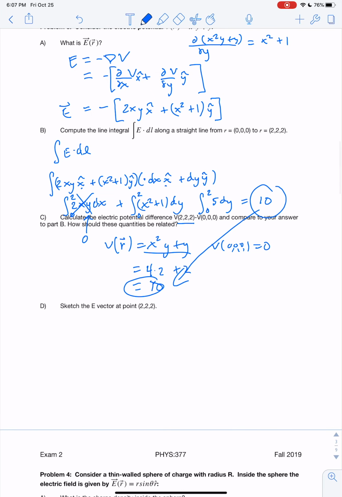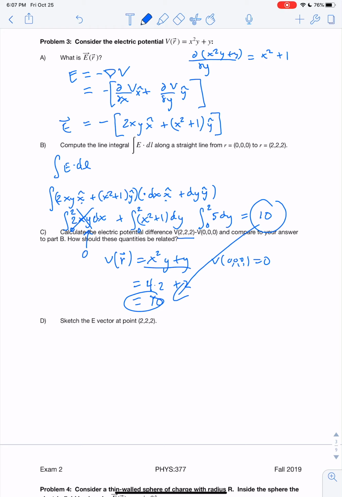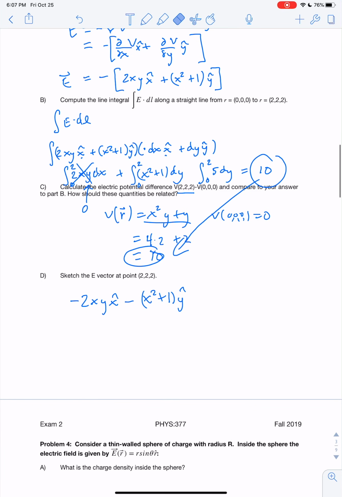All right, and then sketch the vector at that point, (2, 2, 2). So we have our electric field is minus (2xy x hat plus (x squared plus 1) y hat). So at (2, 2, 2), we have minus 2 times 2 times 2 in the x hat direction, minus (x squared plus 1), 2 times 2 is 4 plus 1 is 5, in the y hat direction. So we have minus 8 x hat minus 5 y hat. And this is at the point z equals 2.